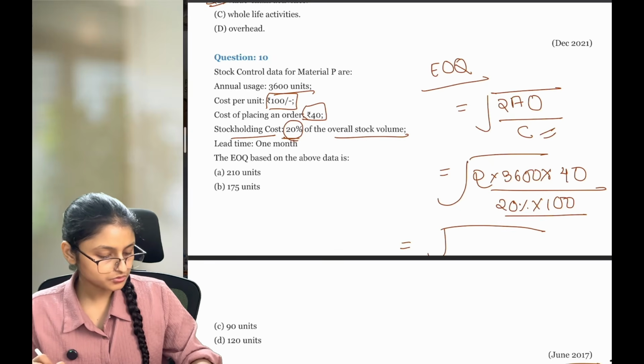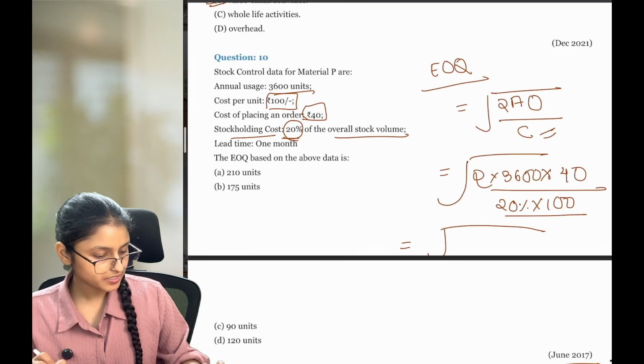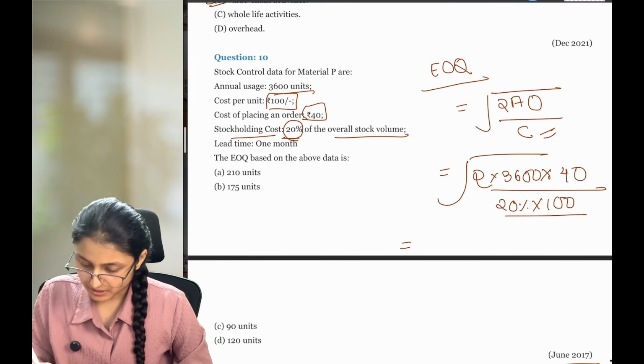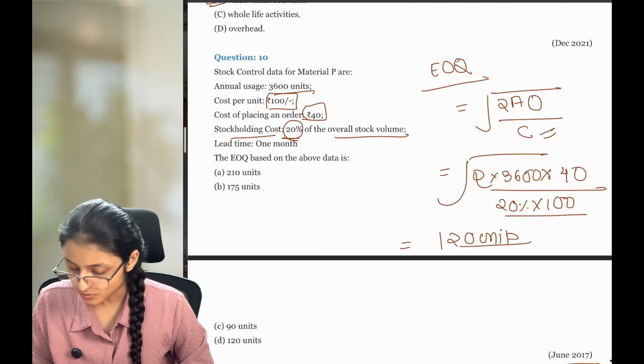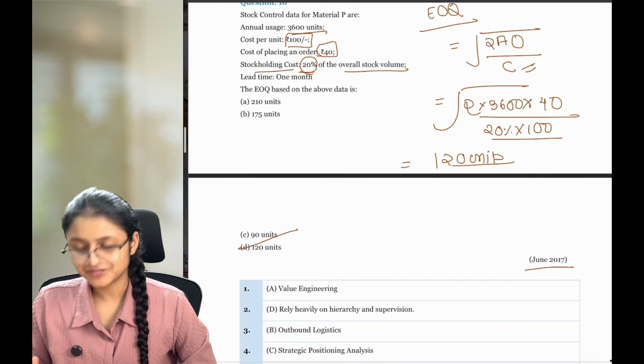So the square root of 2 into 3600 into 40 divided by 20 is equal to 120. So 120 units is what you should order every time to keep your cost lower. So option number D is the correct answer. And with this, we completed our first chapter.